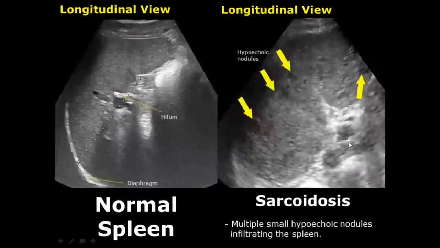The appearance of sarcoidosis can mimic other appearances, such as lymphoma. That is why these need to be clinically correlated. They appear as hypoechoic nodules in the splenic tissue.